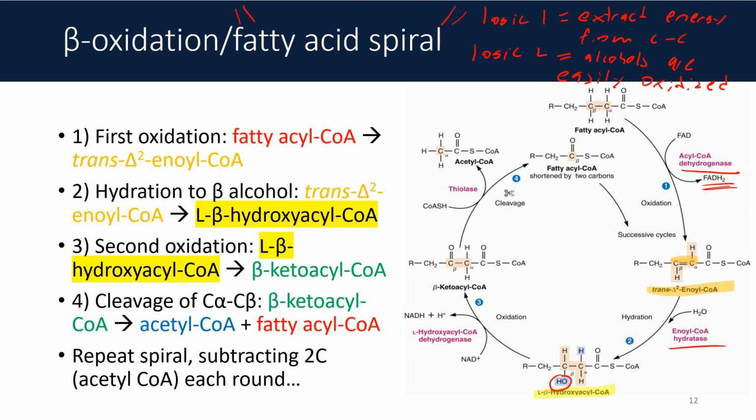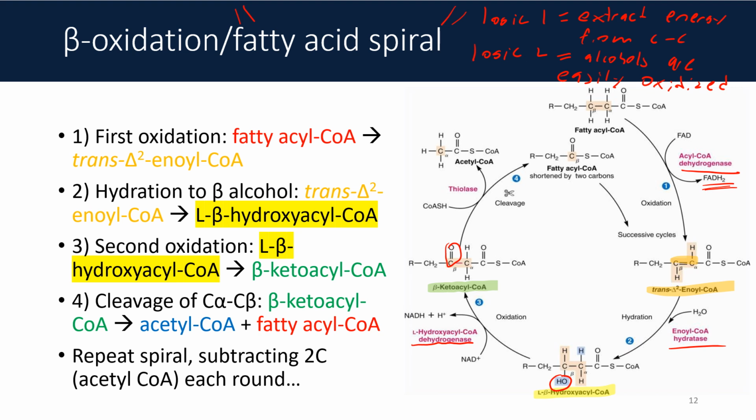Step 3 is going to feature the second dehydrogenase, L-hydroxyacyl-CoA dehydrogenase. It is going to convert the beta alcohol we just generated into this beta ketone, shown over here, yielding what is known as the beta-ketoacyl-CoA intermediate.